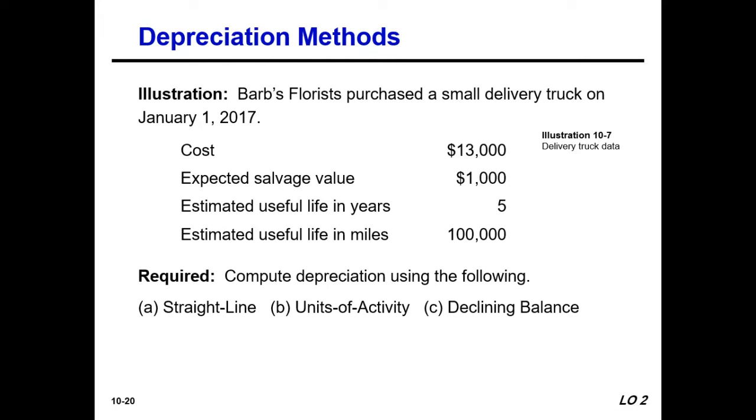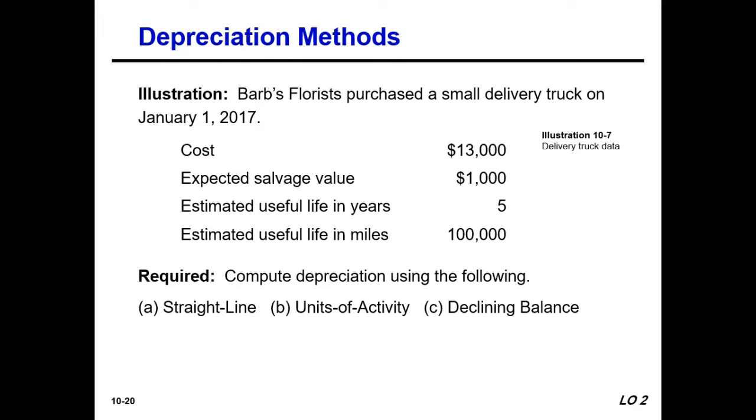The useful life of this truck is 5 years. After 5 years, you can sell this truck for $1,000 in haraj, for example. So this is the salvage value, or residual value, $1,000. Estimated useful life can also be in terms of miles rather than time. The life of the truck in terms of miles is 100,000 miles. The question says, calculate the depreciation using the following methods. First one is the straight line method.